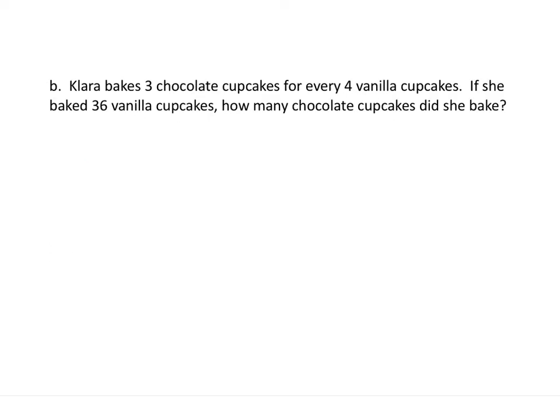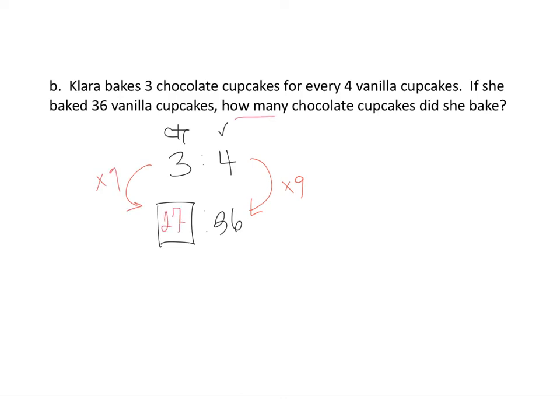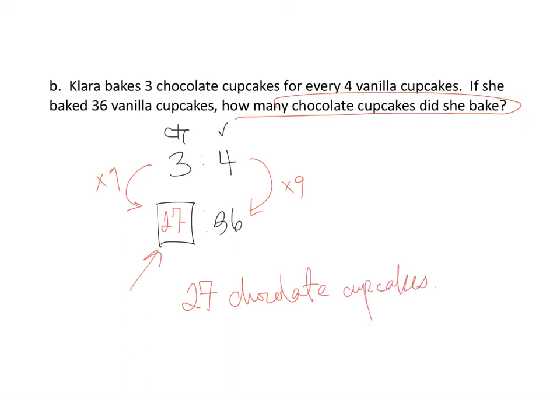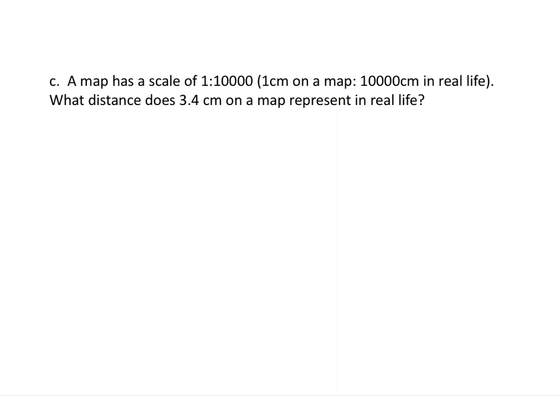Clara bakes 3 chocolate cupcakes for every 4 vanilla cupcakes. So 3 chocolate cupcakes for every 4 vanilla cupcakes. If she baked 36 vanilla cupcakes, how many chocolate cupcakes did she bake? Okay, 4 times 9 makes 36, so 3 times 9 makes 27. And the question, how many chocolate cupcakes did she bake? Okay, so the answer is 27 chocolate cupcakes. And finally, C.